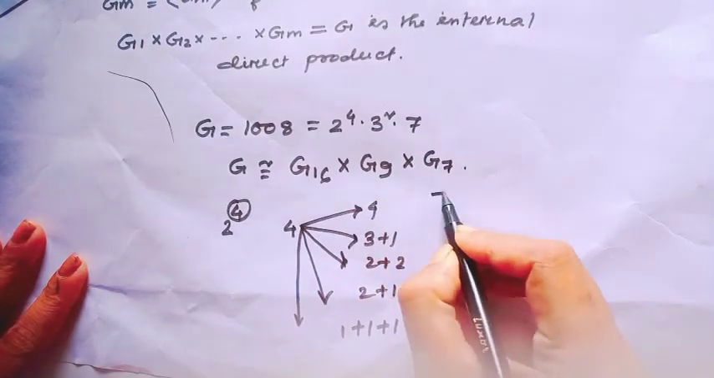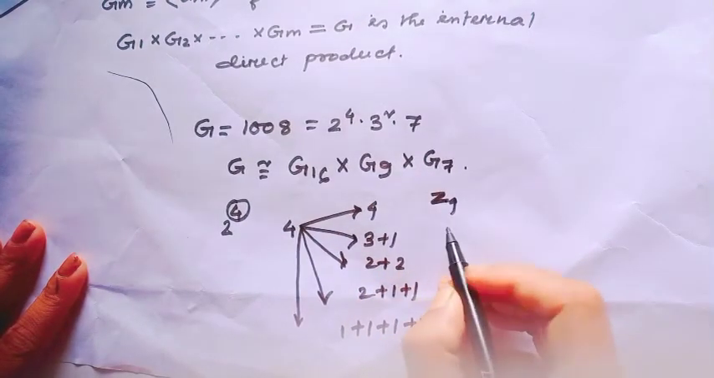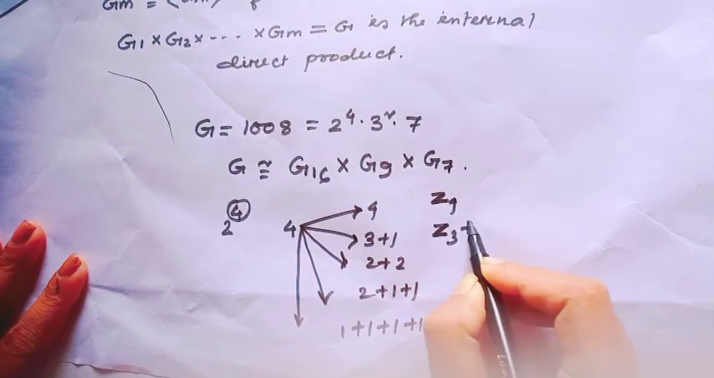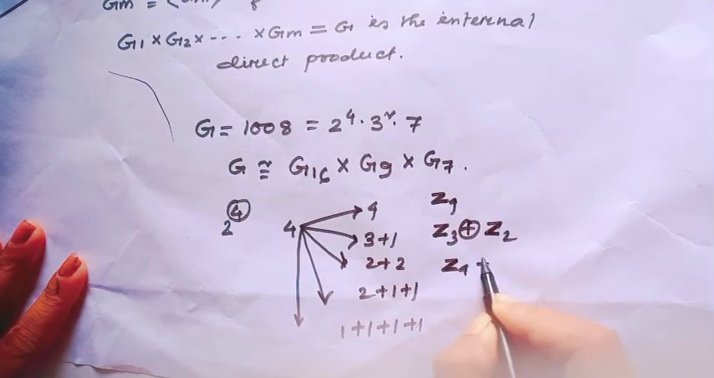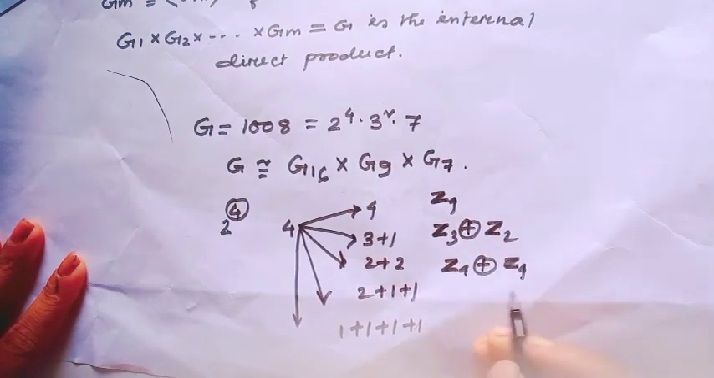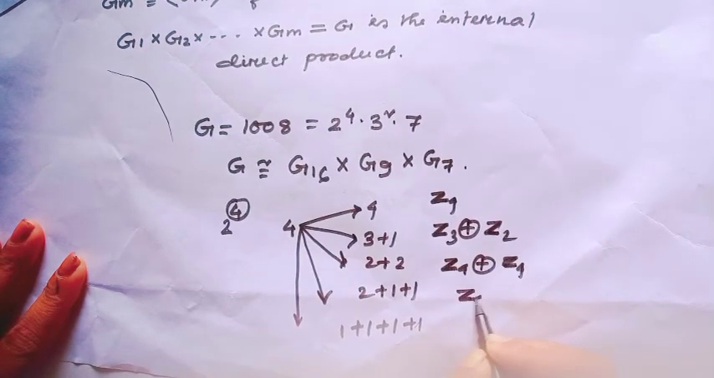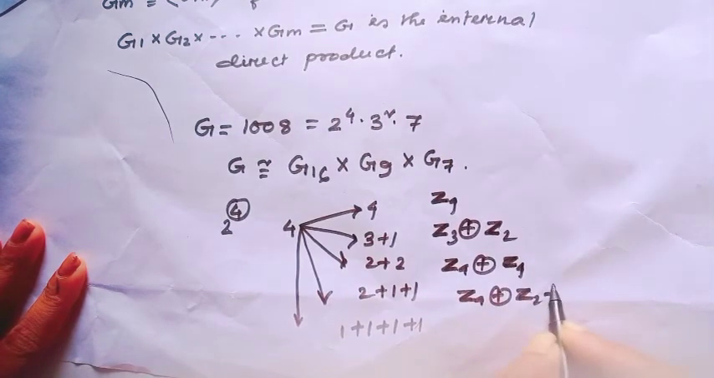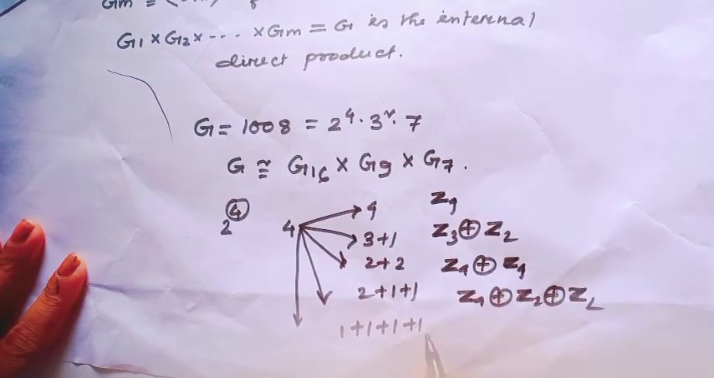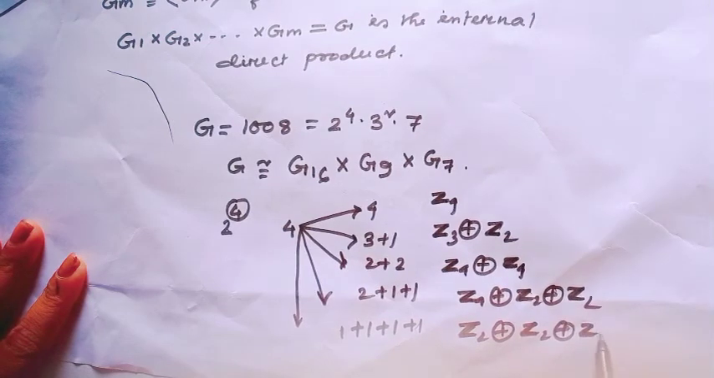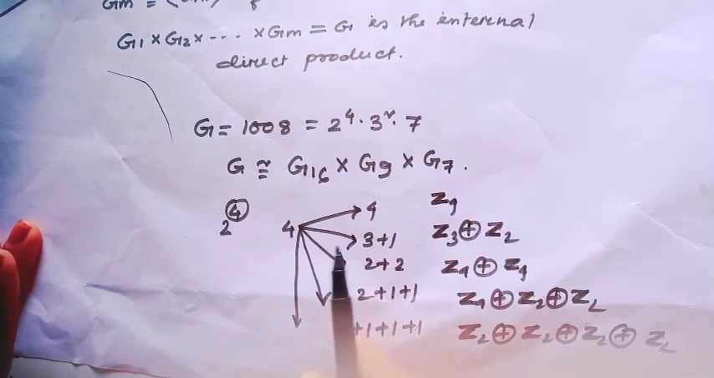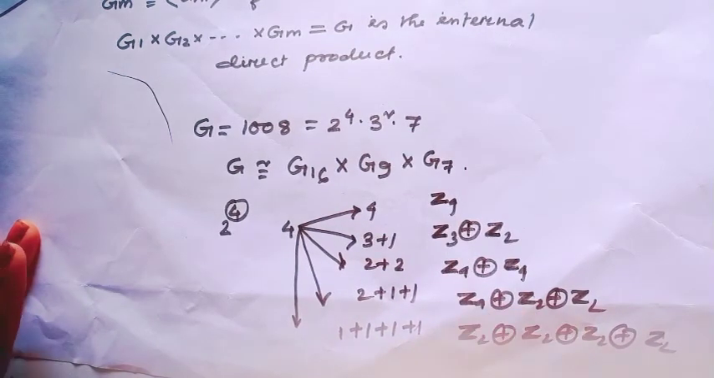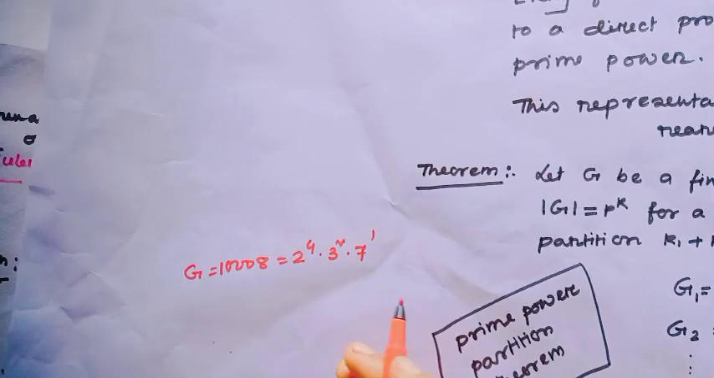And 4 gives here Z4. 3 plus 1 gives here Z3 direct product Z2. 2 plus 2 gives Z4 direct product Z4. 2 plus 1 plus 1 gives Z4 direct product Z2 direct product Z2. Okay? And 1 plus 1 plus 1 plus 1 gives Z2 direct product Z2 direct product Z2 direct product Z2. Are you getting? That means here 4 gives 5 options, and we can partition 3 square.